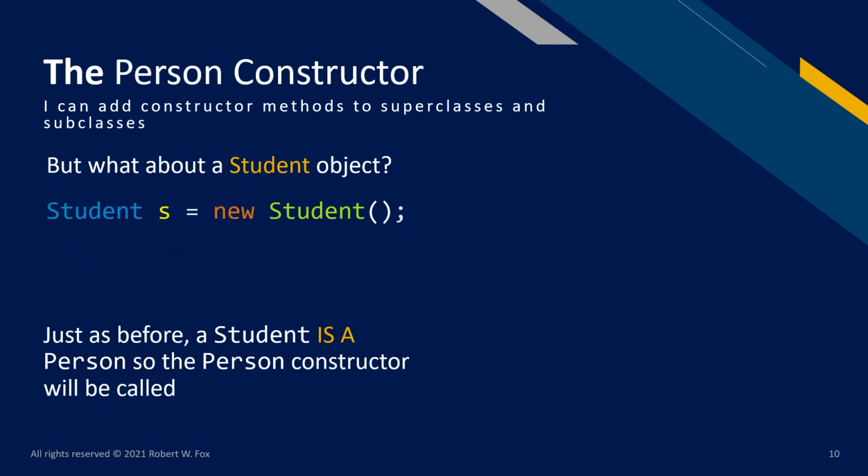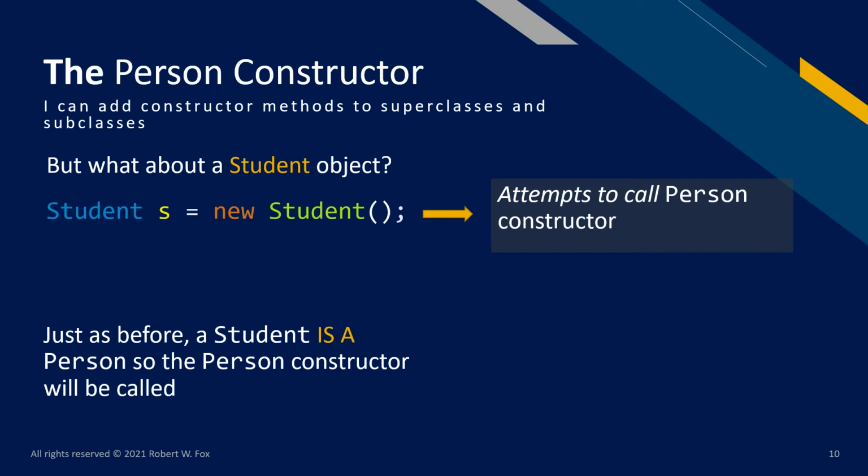The question then is, how does this affect the student? And this is the most important slide we've talked about so far, so really pay attention to this. Just as before, a student is a person. So when we call the student constructor, when we create a student object, the person constructor will also be called, but this time the person constructor has parameters. So let's see what happens.